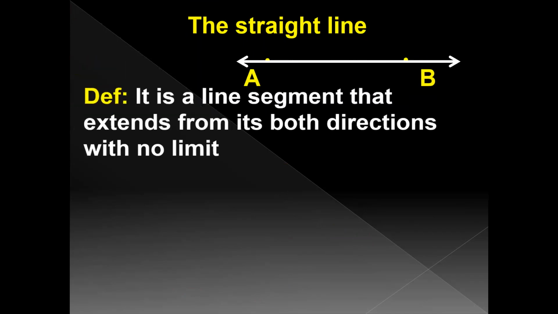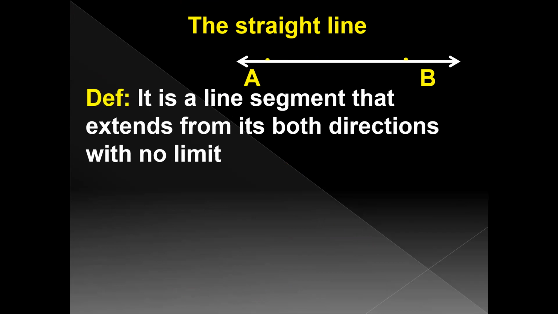Second part is a straight line. What's the meaning of straight line? A straight line is a line segment that extends from both directions without limit.